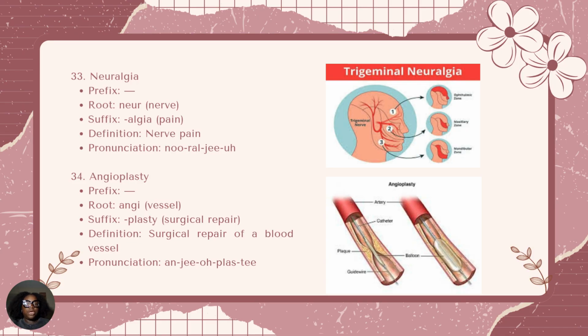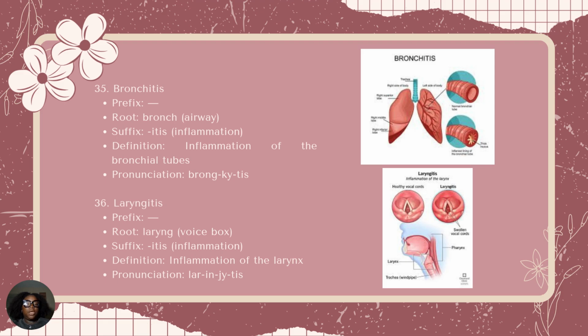Next, we have neuralgia, which is nerve pain. This can happen all over the body. Neur is nerve, and algia is pain. And then angioplasty is surgical repair of a blood vessel. Angi meaning vessel, and plasty meaning surgical repair. Next, we have bronchitis, which is the inflammation of the bronchial tubes, and bronch is airway. And then we have itis as a suffix.